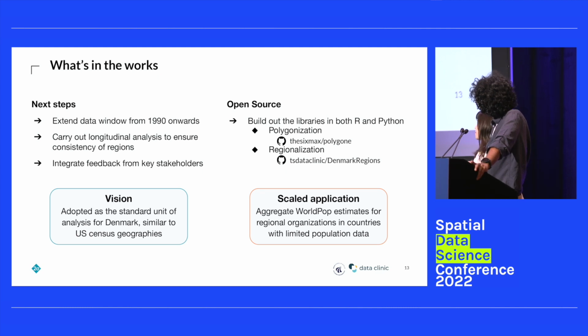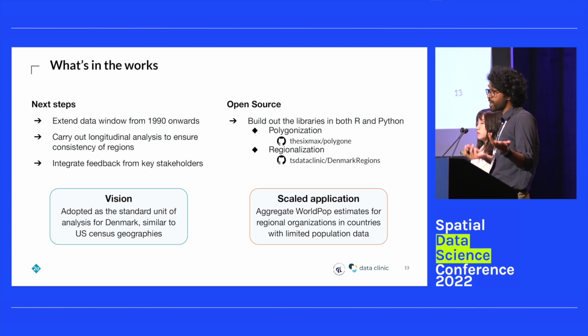We're also open sourcing the pieces of this work. So the polygonization library, the link is there, and we have the regionalization work in another repo. We want to build these out in both R and Python so that folks can use pieces of this in their own work. And we're looking to scale this application to other use cases as well. This is not only for Denmark. We're thinking about aggregating estimates from WorldPop, which are satellite imagery-based population estimates, and aggregating them to more meaningful regions for countries where population data is heavily limited and grid cell level data is hard to use for organizations on the ground.